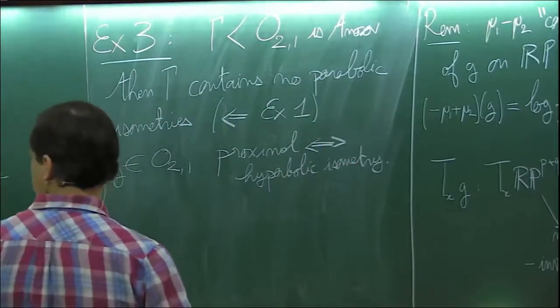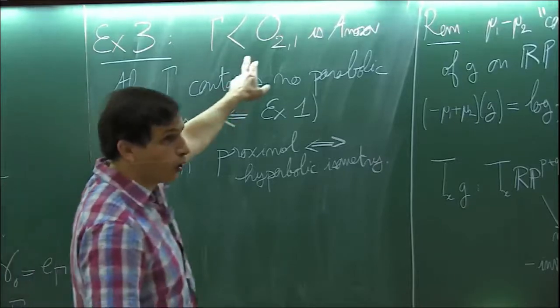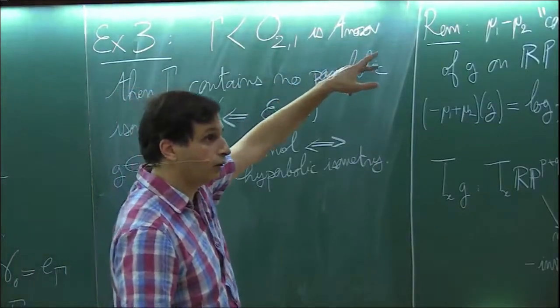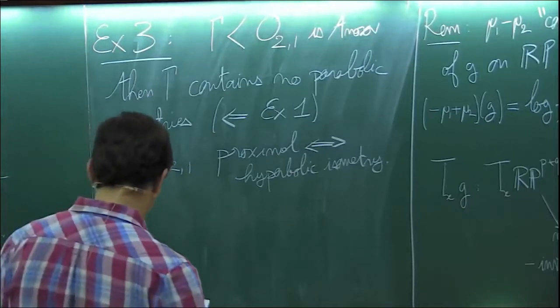Okay, and maybe it's worth noting that another subgroups are already discrete. So it's easy for a group in O(2,1) or O(p,1), because mu 2 is 0 and you have a finite number of elements with mu 1 bounded by a certain constant, and this means that the group is discrete.